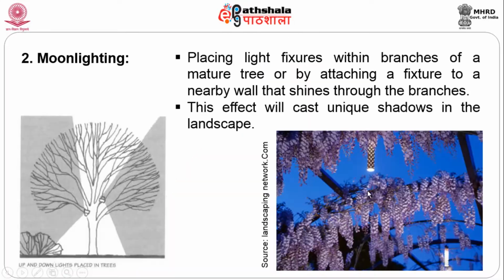This light will cast unique shadows in the landscape. So, this is the image of how moonlighting works in reality. These are the light sources, almost similar to your foliage or to the flowering spots, and one light is down and one light is focused towards the top. So, you get a dramatic effect of moonlight.